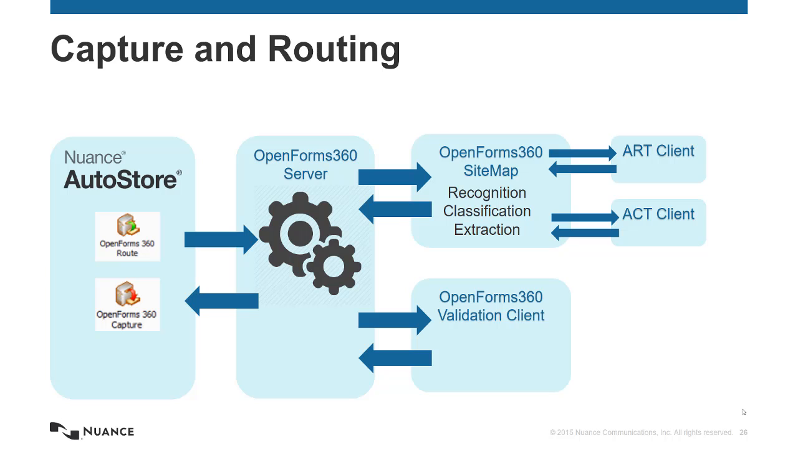There is also a capture component available which takes data back from the OpenForms 360 server back into AutoStore with all the relevant metadata so it can be processed. The OpenForms 360 server controls the passage of documents and metadata within the extraction and validation processes within the OpenForms infrastructure, managing the conversations between AutoStore, the sitemap recognition, classification and extraction system, and the validation client before passing the data back to AutoStore via the OpenForms capture component.